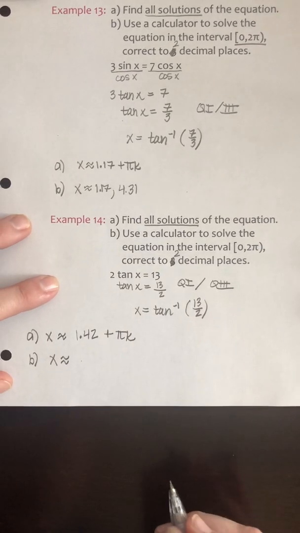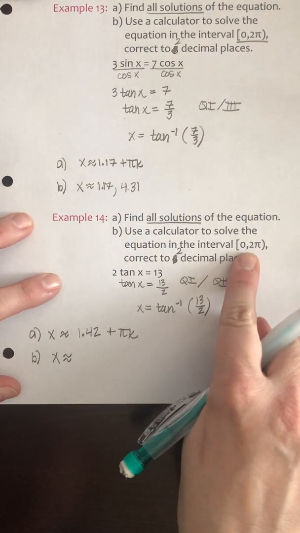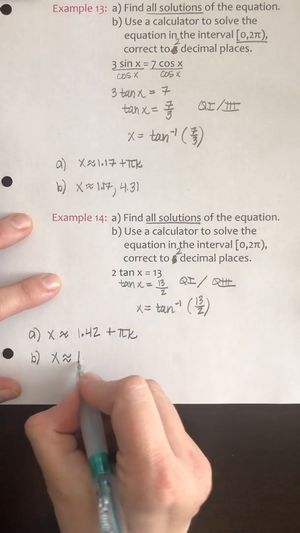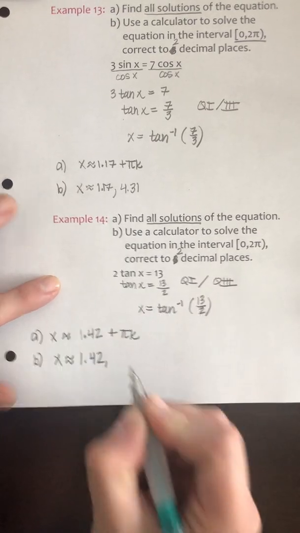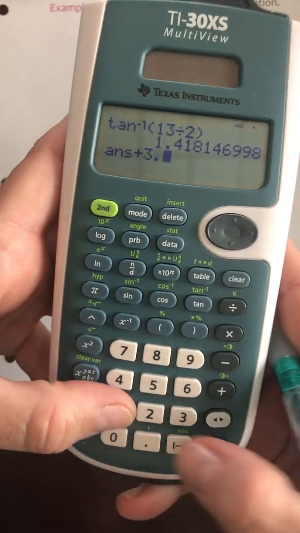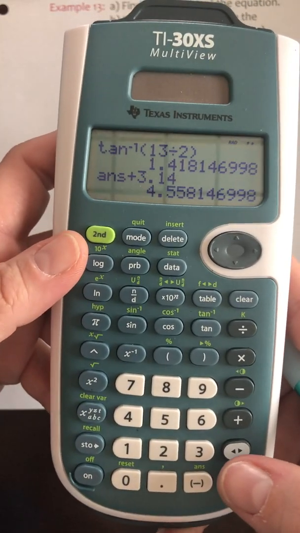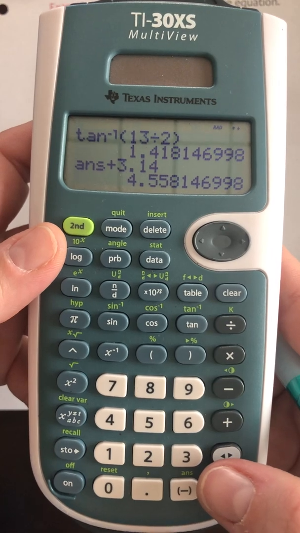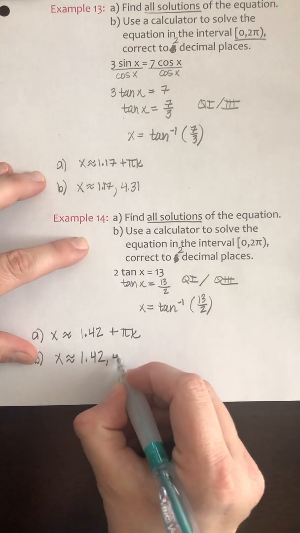Letter B, we want the specific solutions just around the circle one time. So we already have the quadrant 1 answer. Now we need the quadrant 3 answer. So we're going to add 3.14 to that answer we had a moment ago, and that's going to turn it into 4.56.